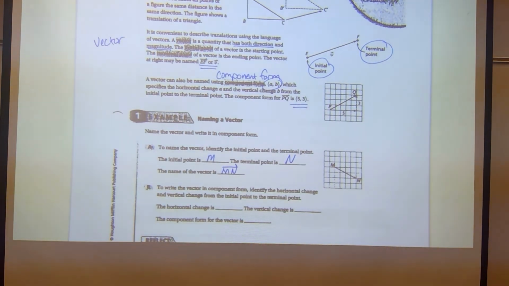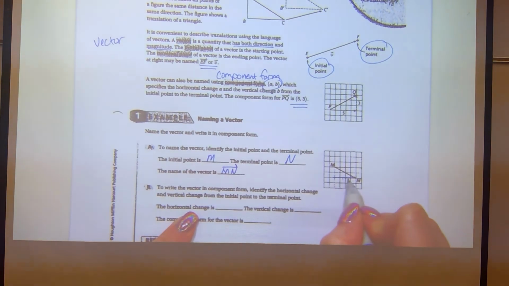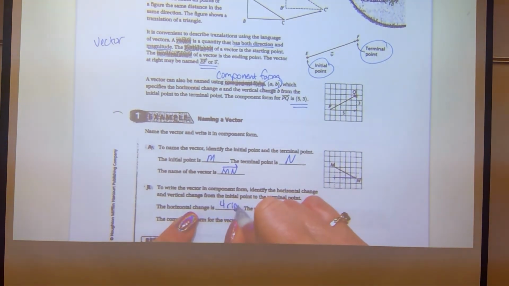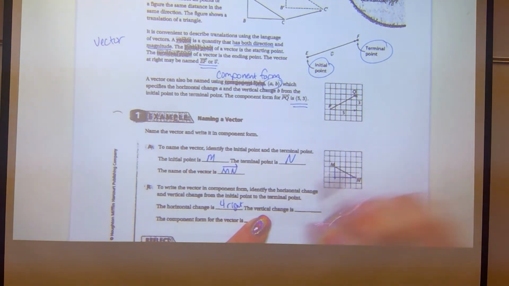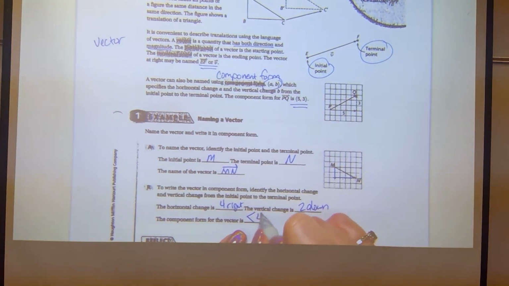If I want to write that vector in component form, I need to identify the horizontal and vertical change. Well, I'm moving to the right, so my horizontal change is positive. I'm moving to the right 1, 2, 3, 4 units. And my vertical change is down, so it's going to be a negative vertical change. When I write my component form, horizontal comes first and then vertical.